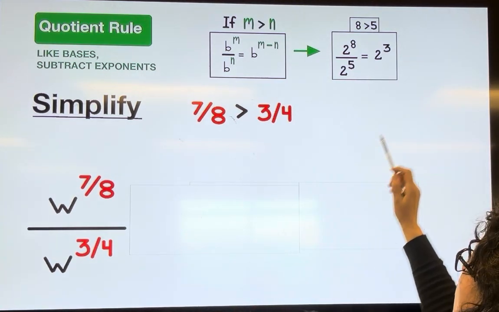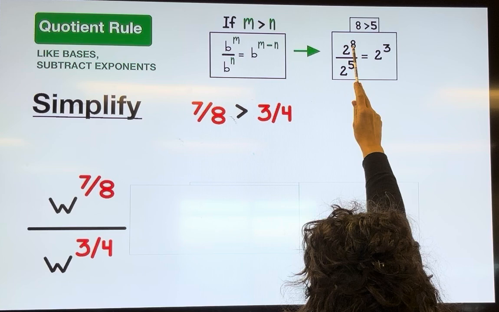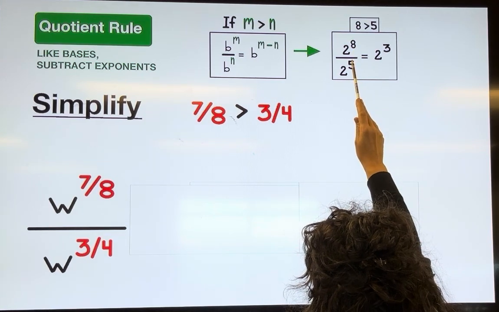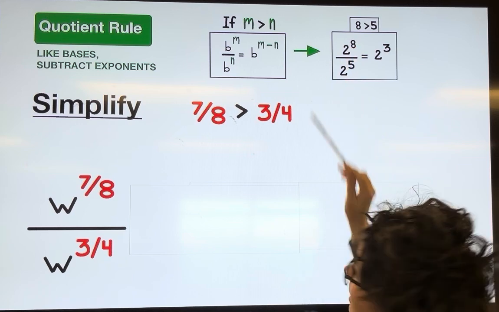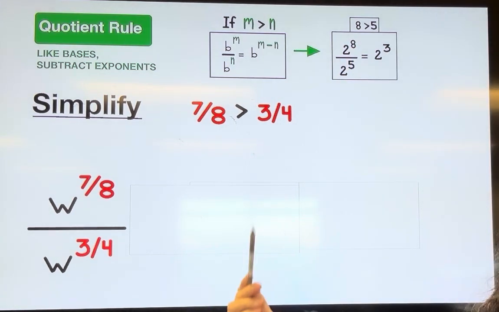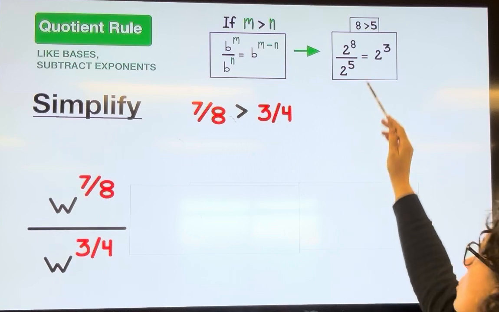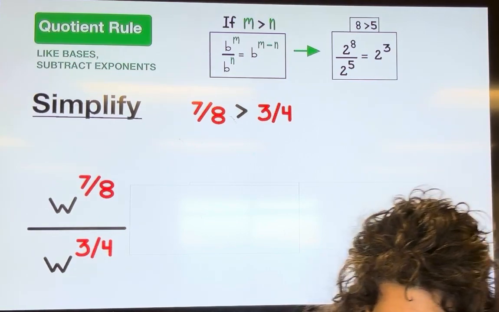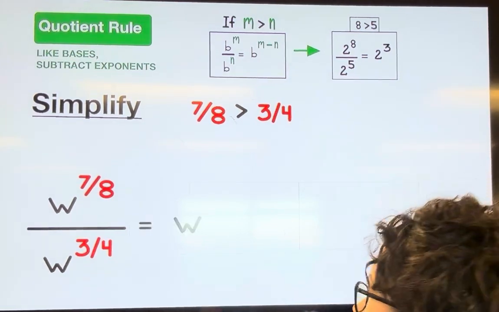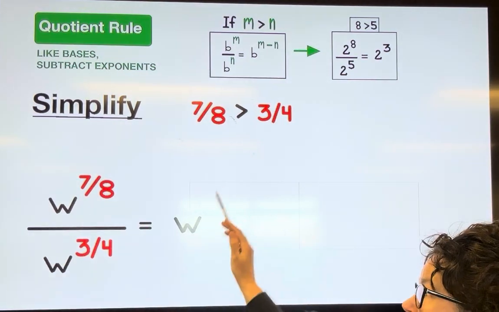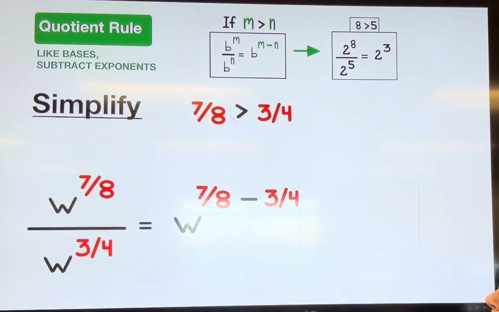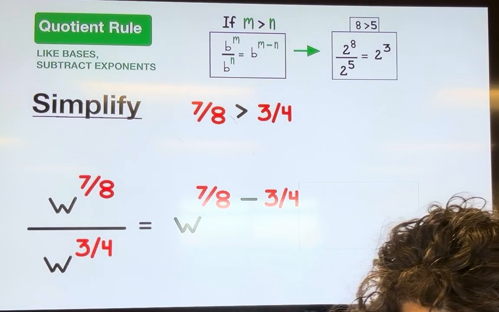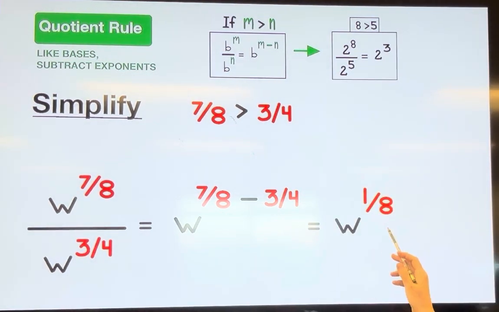If the exponent in the numerator is larger, when I go to take 8 minus 5, which is 3, the 2 to the third is going to end up in the location where the larger exponent is. So it's going to be in the numerator, 2 to the third. So in this one, since the 7/8 is bigger, when I go to subtract the big number minus the small number, the leftover is in the numerator, and I end up getting w to the 1/8 power.